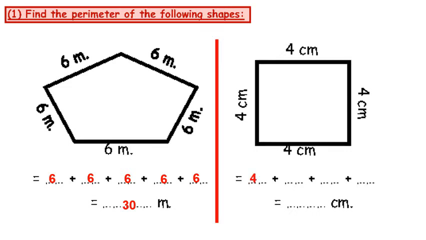This shape: 4 plus 4 plus 4 plus 4. So 4 plus 4 equals 8, plus 4 plus 4, 8 plus 8 equals 16 centimeters. So the perimeter of this shape is 16 centimeters and this shape is 30 meters.